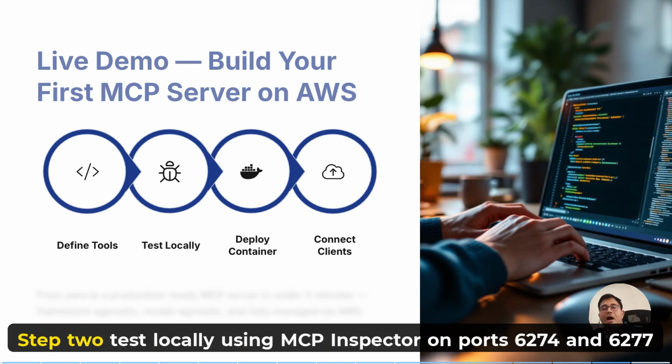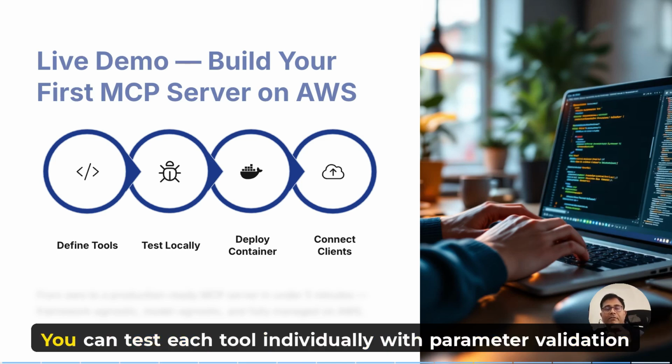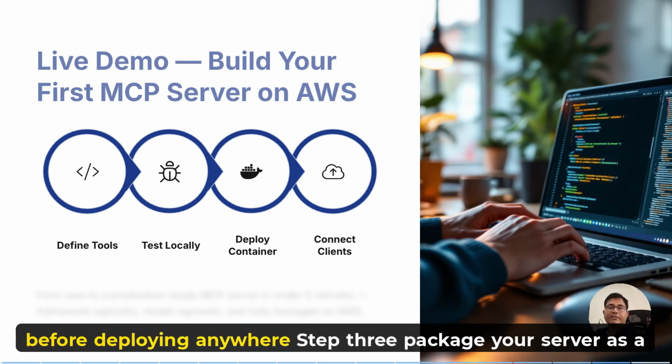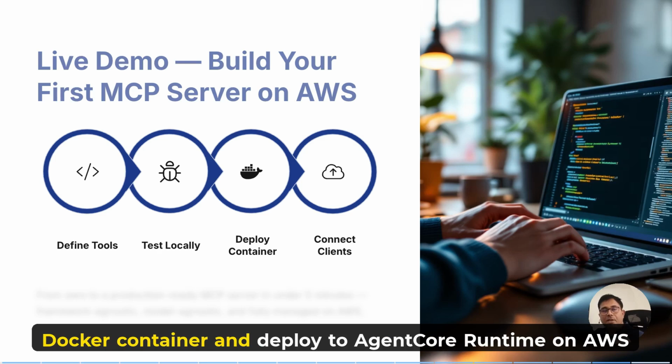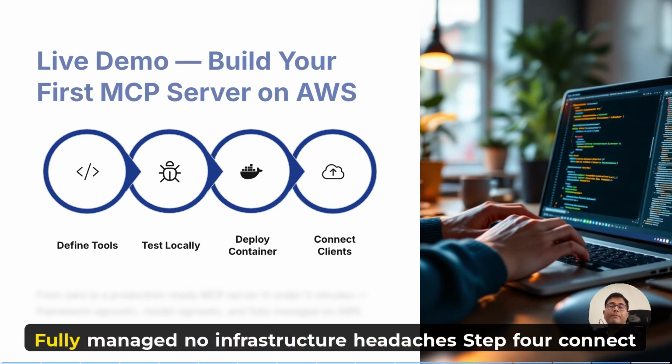Step 2, test locally using MCP Inspector on ports 6274 and 6277. You can test each tool individually with parameter validation before deploying anywhere. Step 3, package your server as a Docker container and deploy to AgentCore Runtime on AWS. Fully managed, no infrastructure headaches.